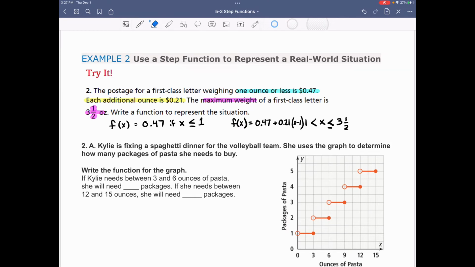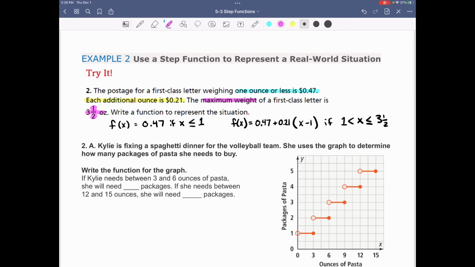Oh, my handwriting kind of got in the way, so I'm just going to move this over. It's going to be the same thing, it's just that my handwriting went into itself. So if x is greater than 1 or less than or equal to 3.5 ounces, that just means between 1 and 3.5 ounces, or greater than 1. All right, that is how you write a step function to represent this situation.